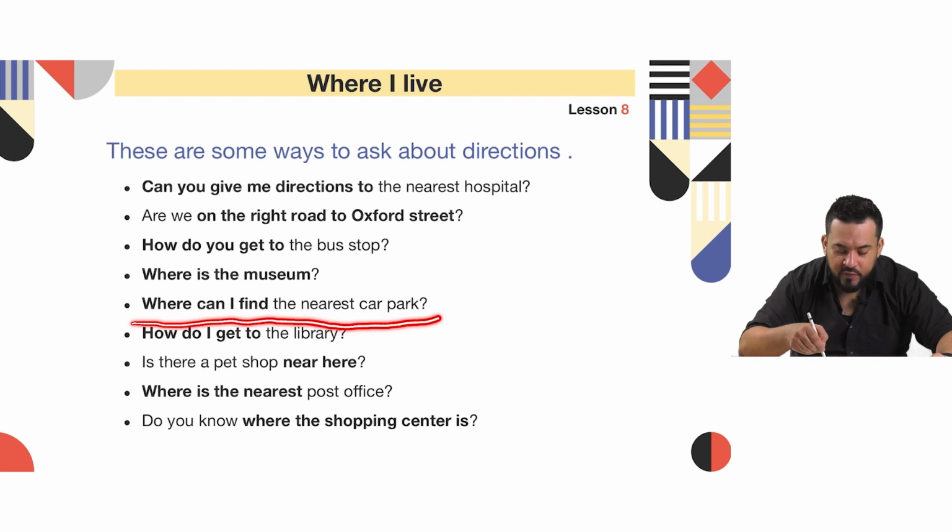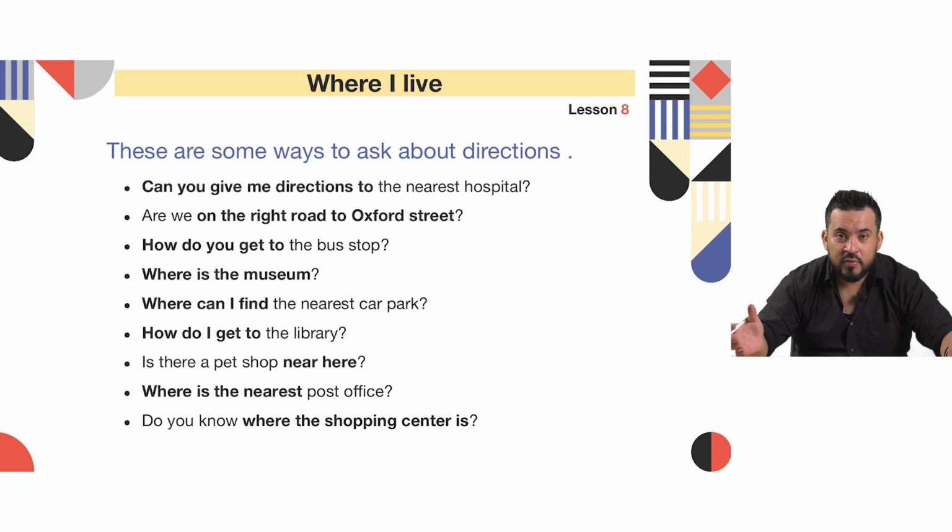Where can I find the nearest car park? This is where you park your car. In America, it's called a parking lot. In England, it's called a car park. So, where can I find the nearest car park?